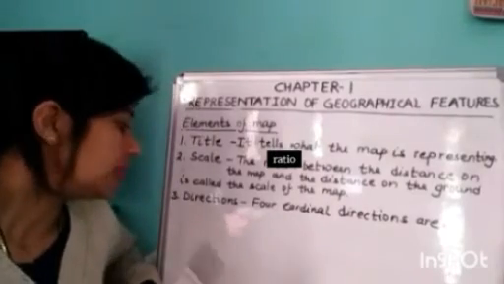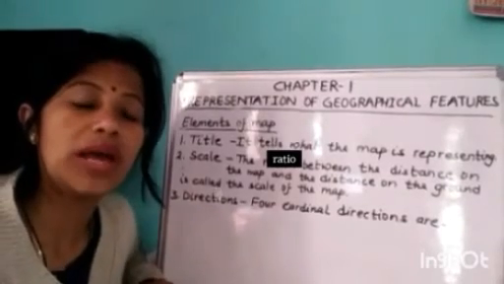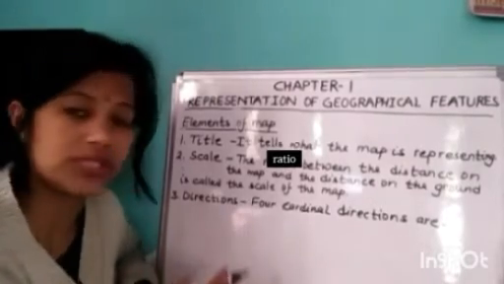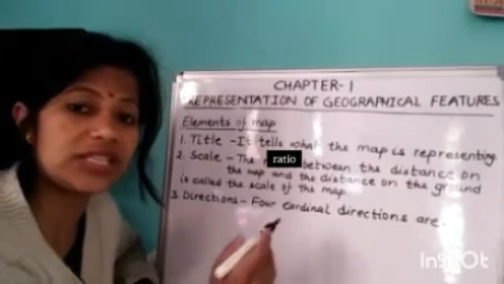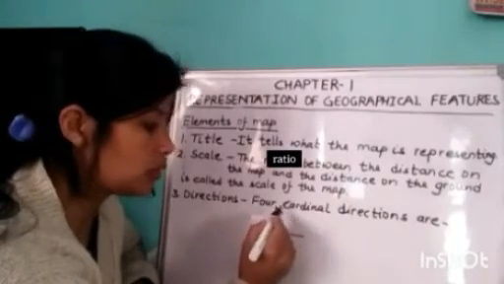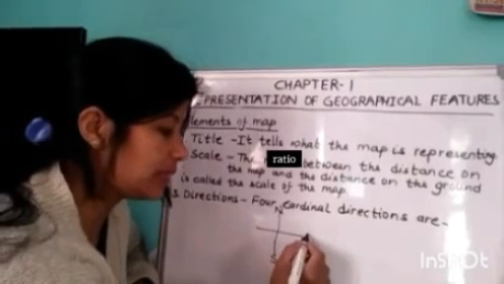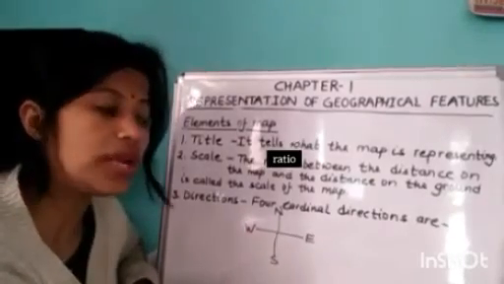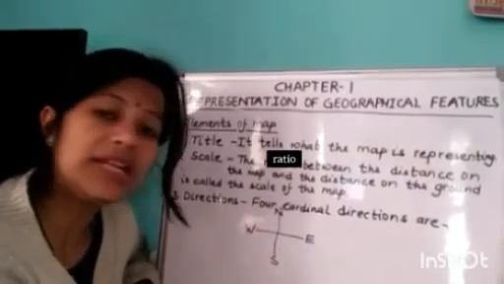Okay. Now directions. Directions play a very important role while we study a map. There are 4 cardinal directions: north, the top part, and south, the bottom. Right hand side is east and the left hand side is west. These are 4 cardinal points, or 4 cardinal directions.